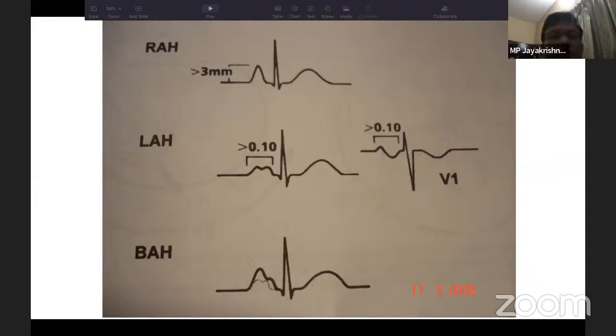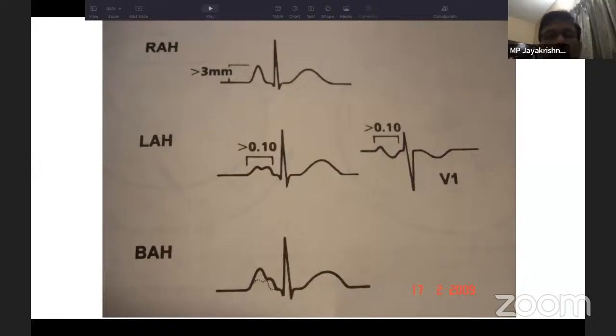If there is right atrial enlargement, you expect the P waves to be tall. If it is more than 3 millimeter tall, 3 millimeter meaning 3 small divisions, that indicates right atrial enlargement. If the P waves are broad, that indicates a left atrial enlargement. There is a value written that is more than 0.1. More than 0.1 means what? More than 0.1 second. One small division is 0.04 second.